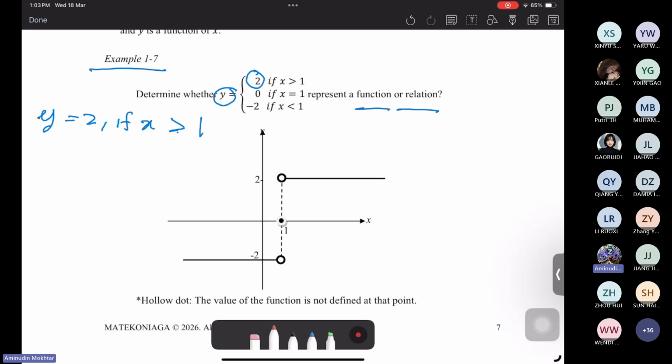Okay, I want to show you in the book, in the notes, on the whiteboard, how to draw this line. That's it.